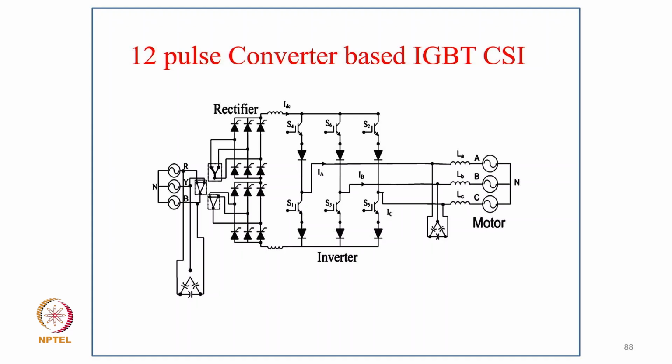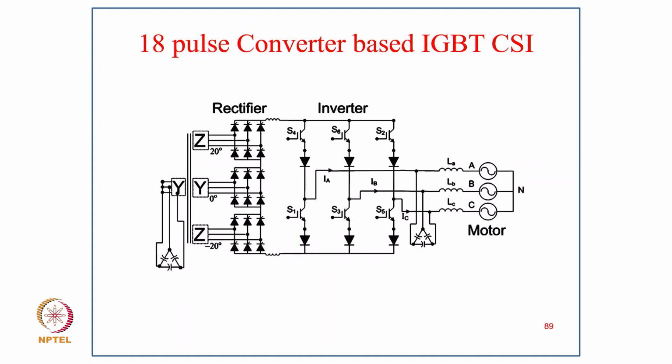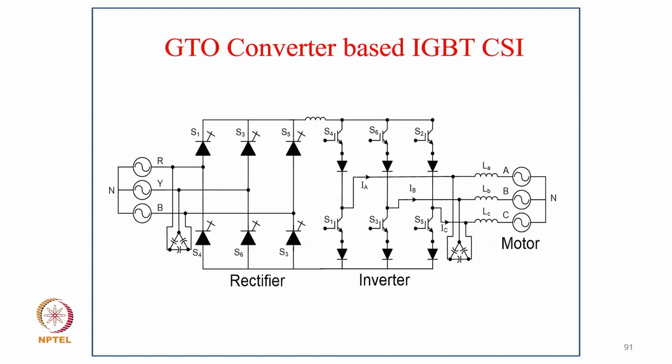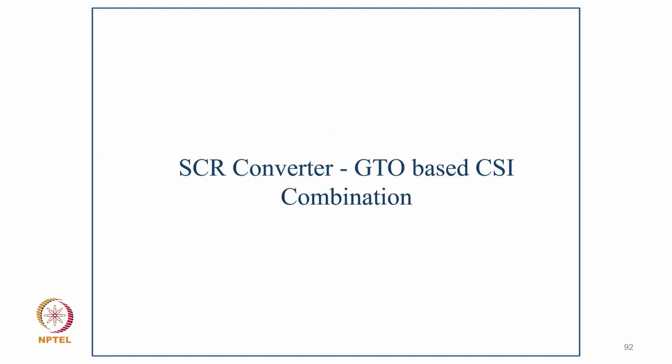we use the IGBT pendulum with the capacitor, and then we can use 18 pulse on the rectifier side, and the inverter is a pendulum inverter, and then maybe 24 pulse on the rectifier side, and we can use the current source pendulum inverter with the capacitive filter. Or we can use on the input side itself a GTO based converter with the pendulum with the capacitive filter, and the output also with the IGBT based series diode capacitor.